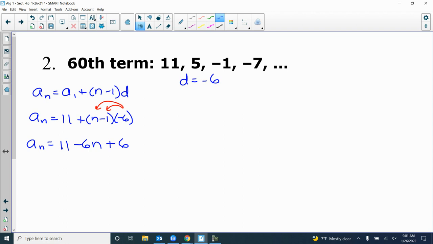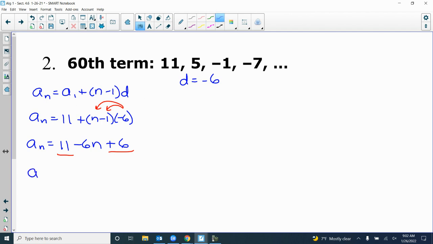Combine your like terms. All right, Emily, do you know what I would do here? No. All right, do you see? Look at this right here. What could I combine together? What are like terms? The minus 6 goes with that n. What else do I have though? I got 11 and a 6. So I can combine those. What's 11 plus 6 give me?